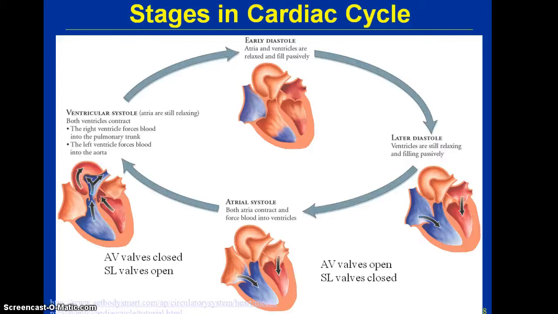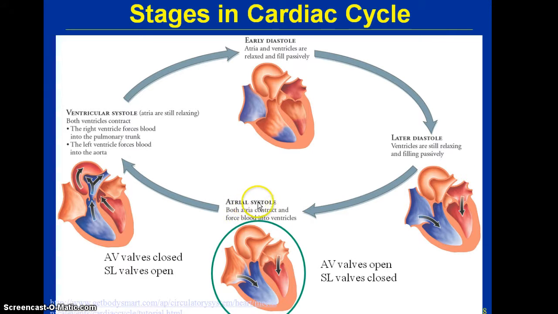A diagram from your textbook here will start off with early diastole, so all 4 chambers are still relaxed, and the right atria and the left atria are filling with blood. In later diastole, the blood that was filling each atria is moving into the right and left ventricles. You can see here that the AV valves are open to allow that passage of blood from the atrium to the ventricle, but the semilunar valves are closed.